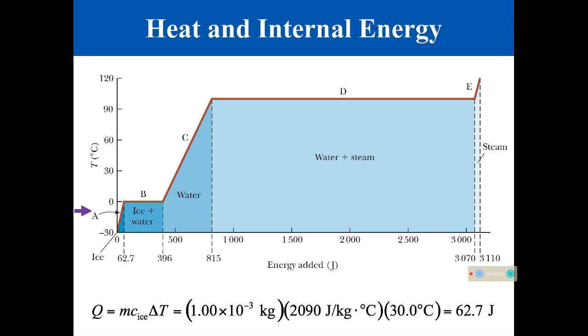So, point is, going back to the beginning, I'm using M, which is a gram. I'm using C, which of course is this because it's ice. And I'm using this, which is 30. Why is it 30? Because I started at negative 30, and melting point is 0.